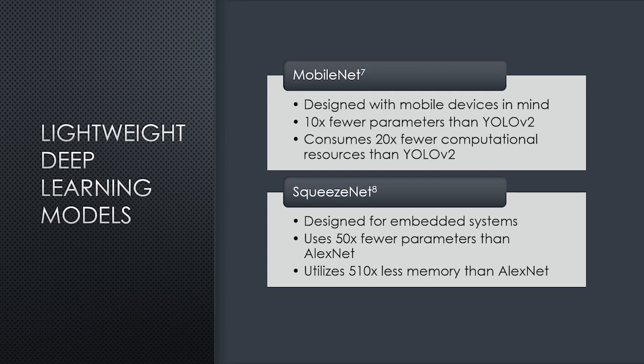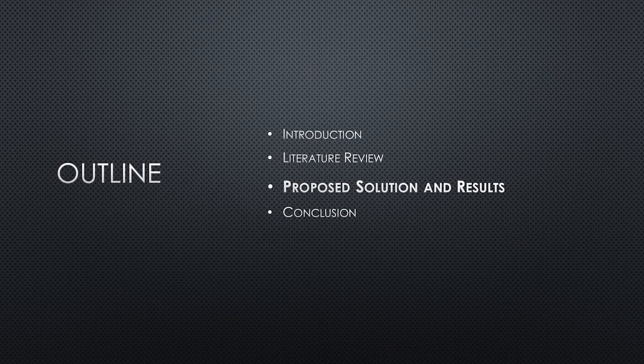Second, we consider SqueezeNet, which was designed with embedded systems in mind. The author of this paper based SqueezeNet off of AlexNet, which was considered the state of the art in convolutional neural networks for quite some time. However, this model is extremely deep and contains many layers. SqueezeNet contains 50 times fewer parameters than AlexNet while utilizing 510 times less memory. The authors claim that despite this drastic decrease in complexity, SqueezeNet still achieves high accuracy on several benchmarking tasks. Next, I will share with you our proposed solution, our experimental methods, and our results.